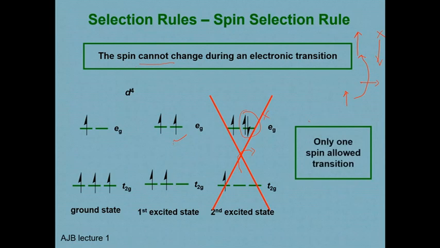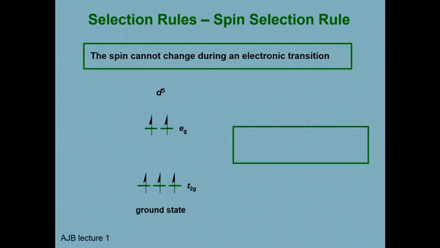So only one spin allowed transition is there. The spin cannot change during an electronic transition according to the selection rule, so there is no spin allowed transition for high spin d5. High spin means you'll have a very great delta value, therefore there cannot be any transition. Even if transitions are there, if an electron has to be promoted, it will go downwards, so that is not allowed.